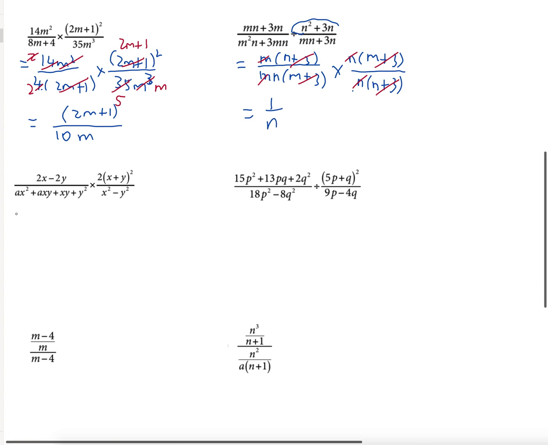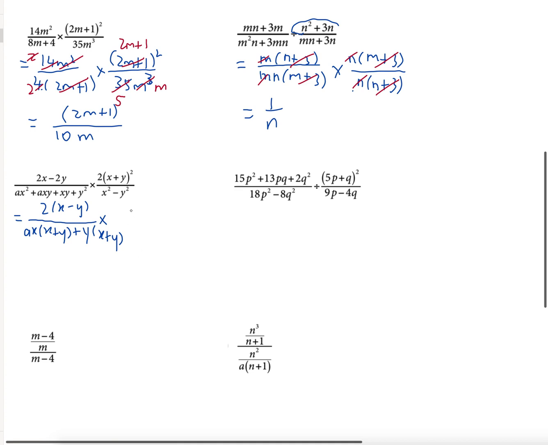So once again, factorize first. 2 bracket x minus y. So we know that there should be a x minus y somewhere. In the denominator, we have 4 terms, which is factorization by grouping. There is a common group here. ax is common, x plus y. So x plus y is a common factor. When we take out y in the denominator, we have x plus y.